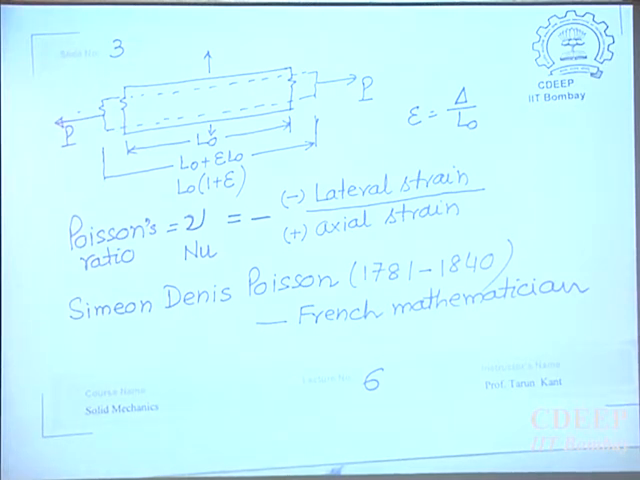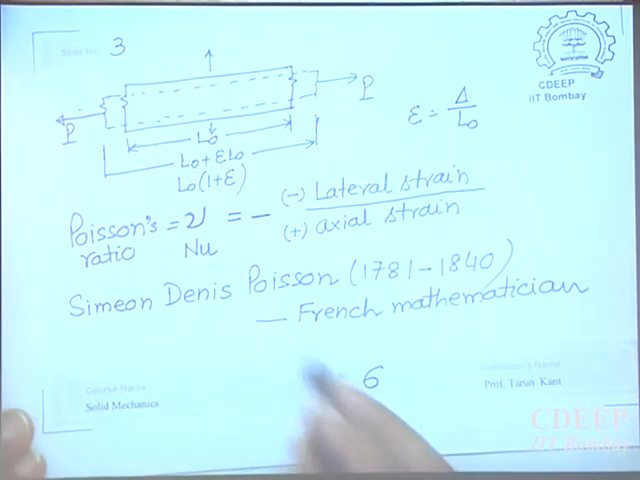So he found that yes, this ratio will be more than 1, less than 1 for normal material. For most of the engineering materials it is less than 1, but now some new materials have been developed. If you apply a load, it bulges. So you have more than 1 also. It is very funny, but yes, there are some materials now behaving in that way.